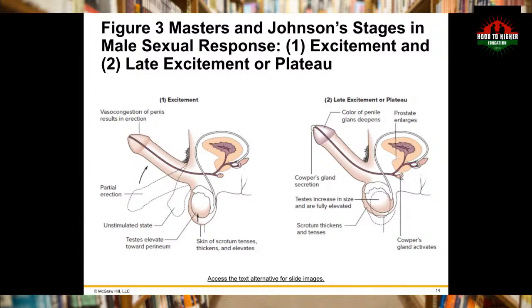In the late excitement or plateau stage, the color of the penile glans deepens and the prostate enlarges. The Cowper's gland activates and secretes a substance. The testes increase in size and are fully elevated, and the scrotum thickens and tenses. So stop, take notes, and observe.